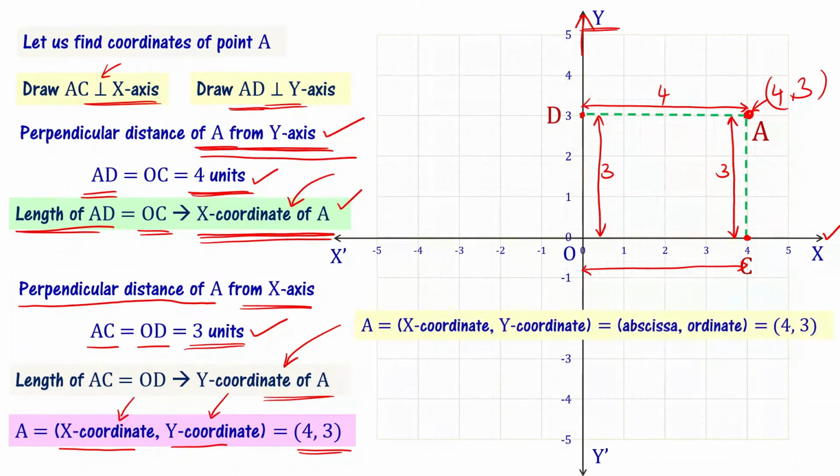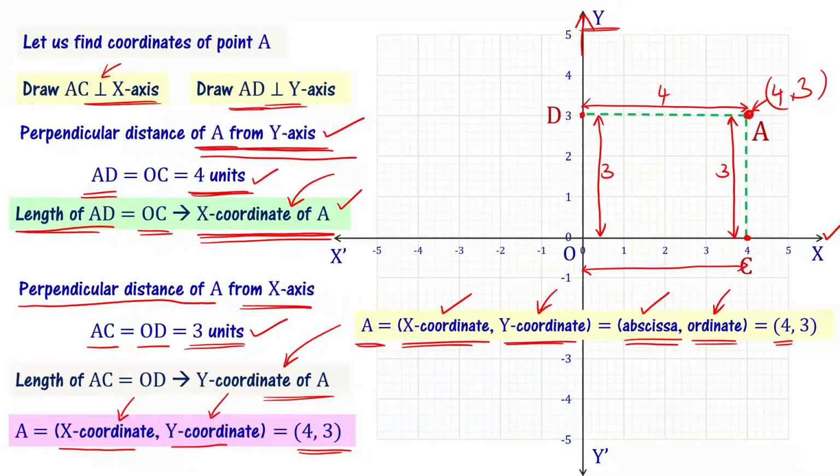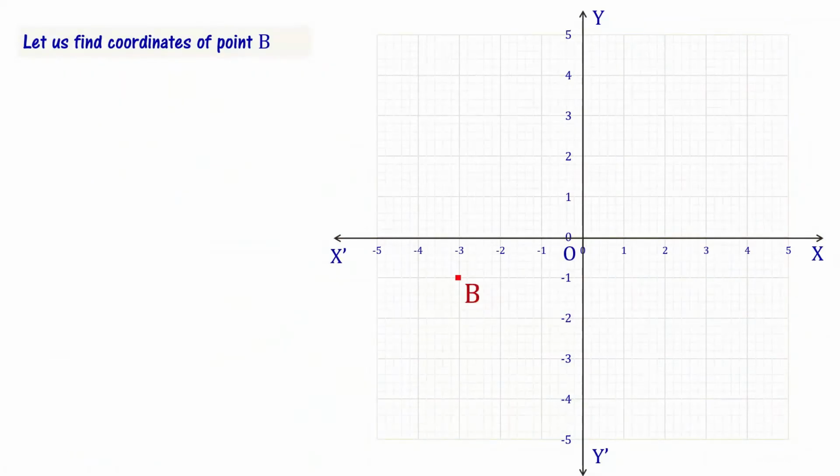Okay, so the x coordinate, please remember this, is also called abscissa. The y coordinate is called ordinate. You can say the x coordinate, or you can say the abscissa of point A is 4. You can also say the y coordinate or ordinate of point A is 3. Understood? Let us now find the coordinates of point B.